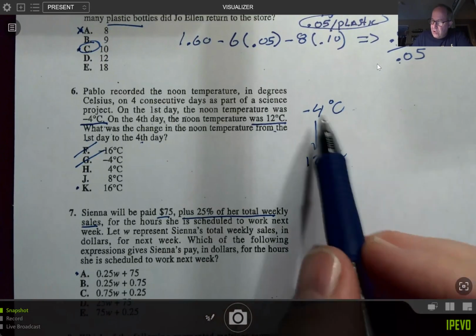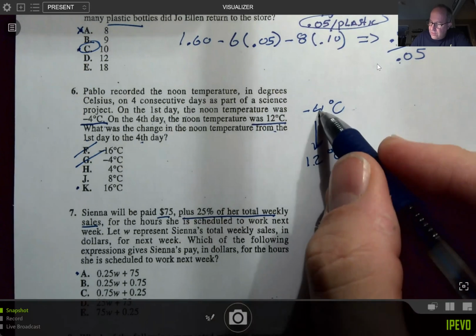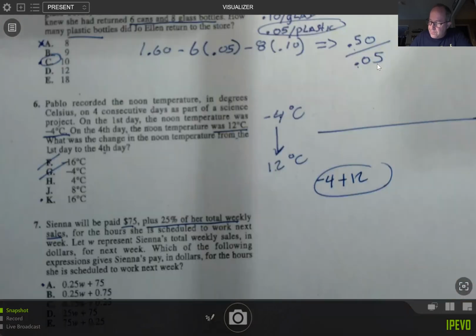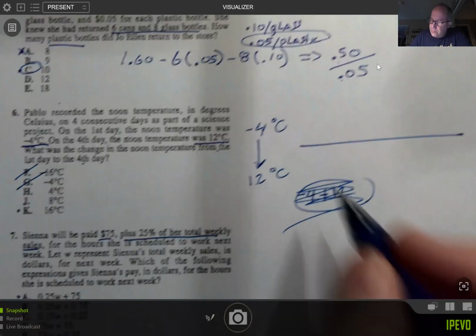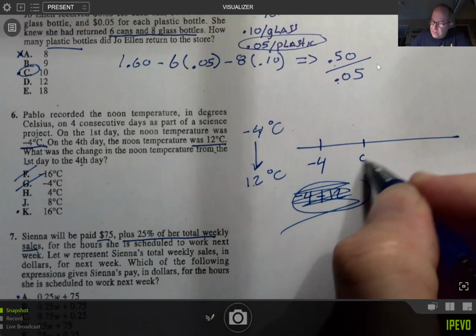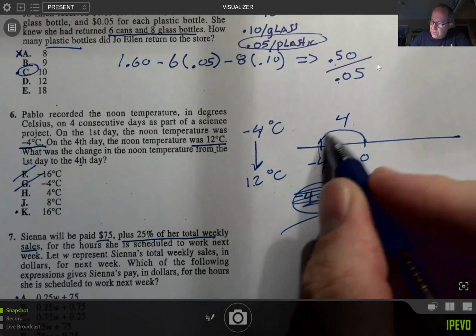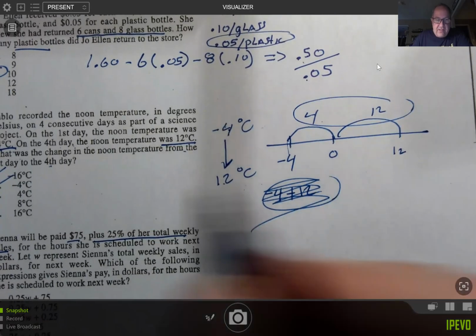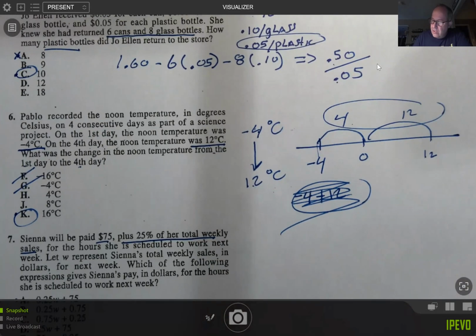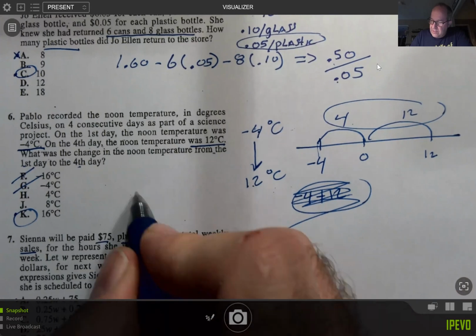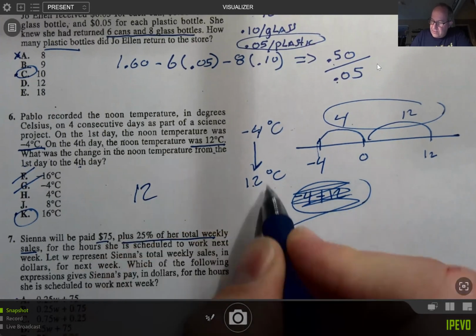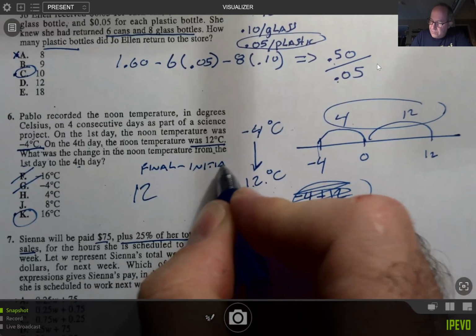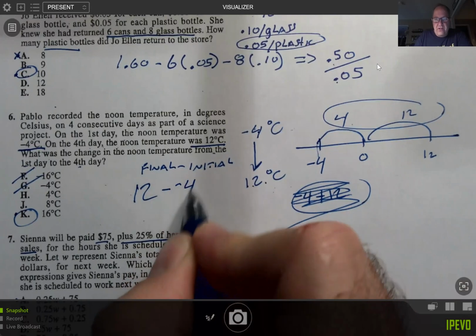Well, how much did it go up? How far is it from -4 to 12? Well, we could just do -4 plus 12, and we would, I'm sorry, don't do that. We have -4 on a number line. I could do a little number talk here and say it's 4 degrees to 0, and then to get to 12 degrees, it's another 12. Together, that is 16, right? Letter K. Or I could think about it being 12, the final. I could think of the words final minus initial, if you're one of those people. So 12 minus a -4 would give us 16 also.